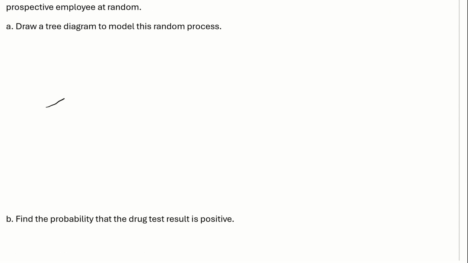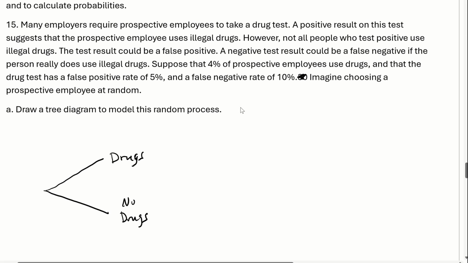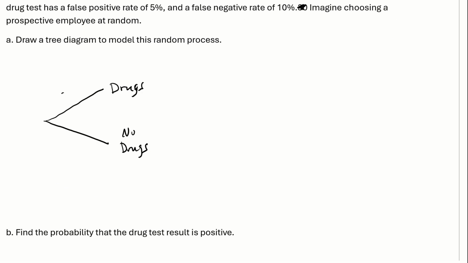So we're selecting a random employee, and they either use drugs or they do not, right? So drugs, no drugs. And then it says 4% of prospective employees use drugs, suppose. So that means that the probability that you select someone that uses drugs is 4%, which means that this has to be 96%. Most of the employees don't use drugs. Now for each of these, they could either test positive or test negative, right?